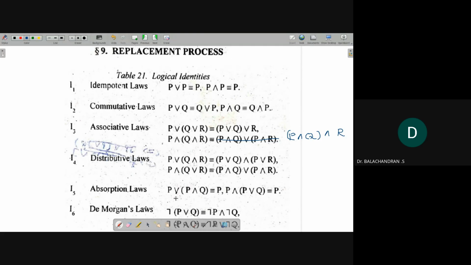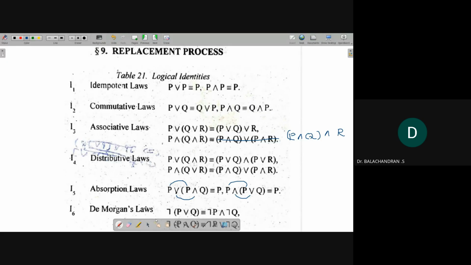Absorption law: P or (P and Q) is equivalent to P. Similarly, interchange or and and. So P and (P or Q) is also equivalent to P. Using a truth table, you can verify it. These are the replacement process, logical identities.